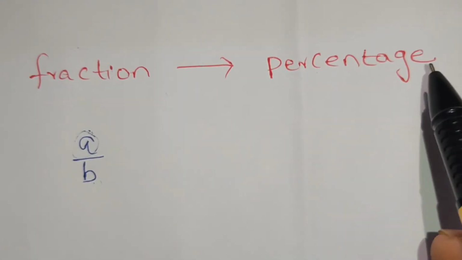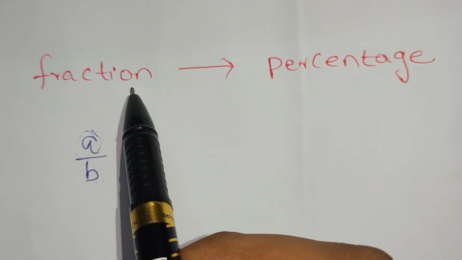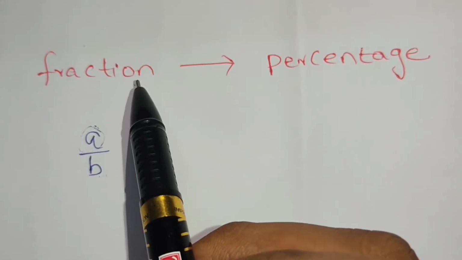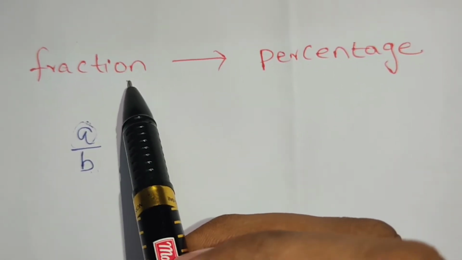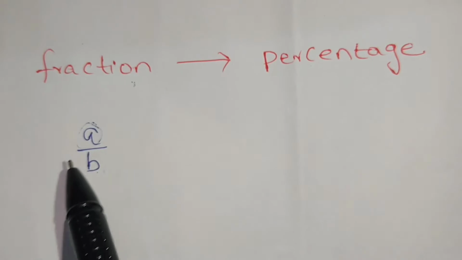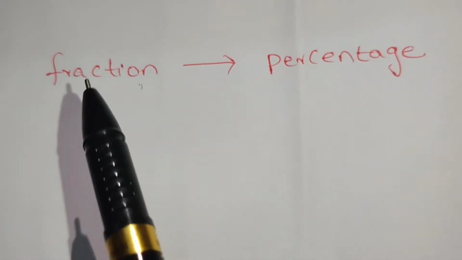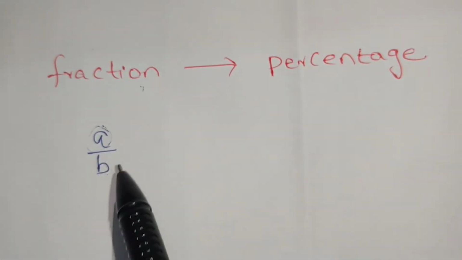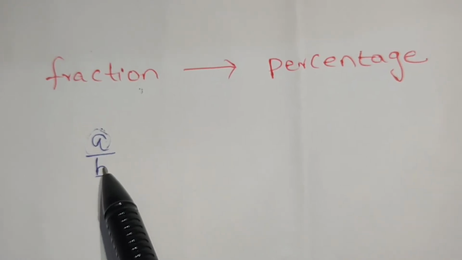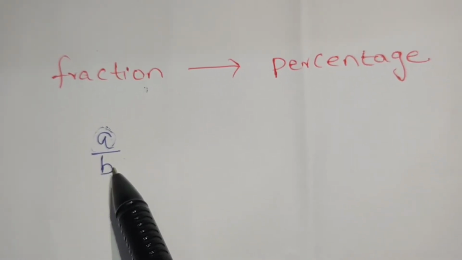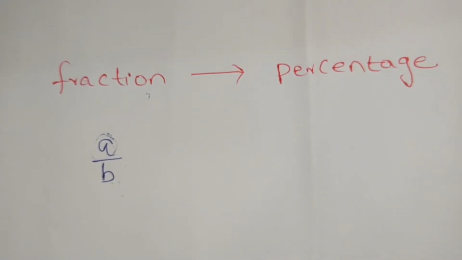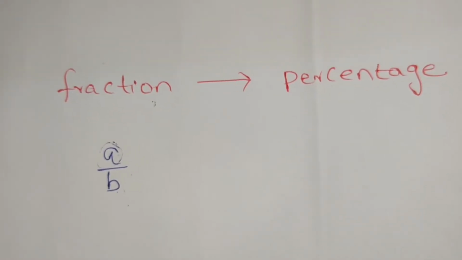Fraction into percentage. What is meant by fraction? A fraction represents the part of a whole. The ratio of A by B is called a fraction, where A is the numerator and B is the denominator. The denominator tells about the number of equal parts in which something is divided.